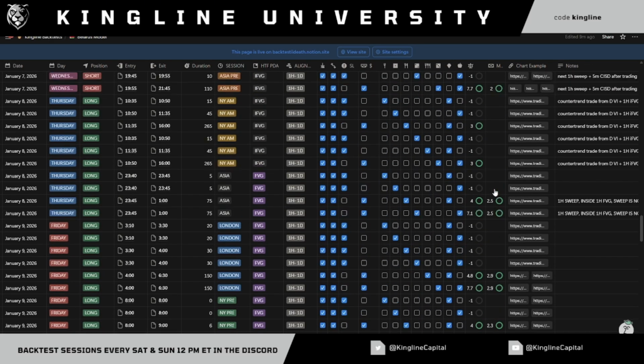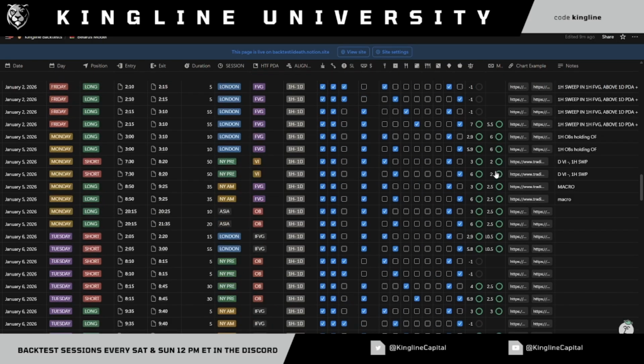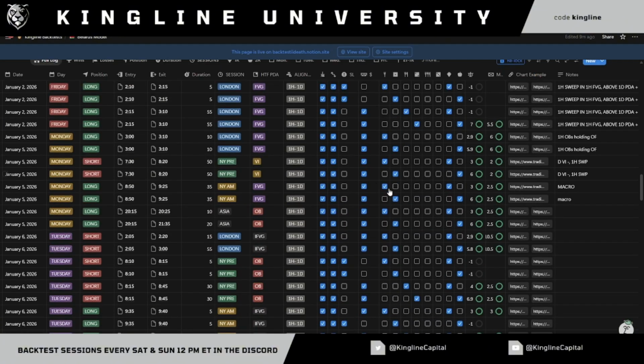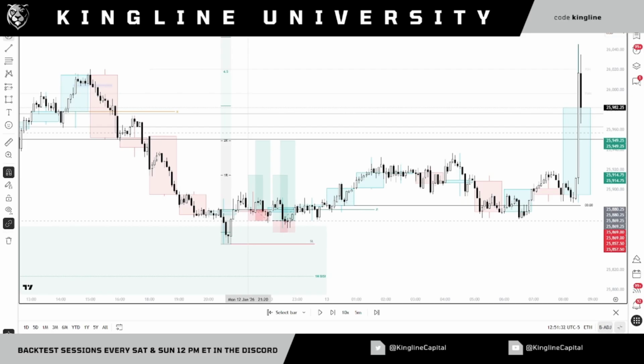I think there's only one idea here. This one was a 15R trade. So this is the only one that's not listed here, but obviously that would be a crazy return. So the notes on this one, I would say this is actually a super A plus setup because we had the sweep right inside of that 1 hour PD array.